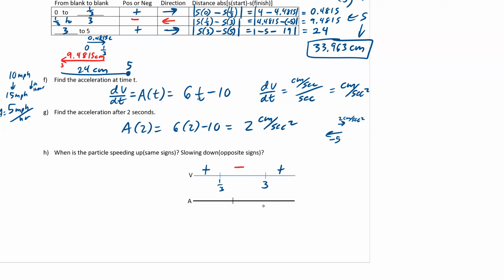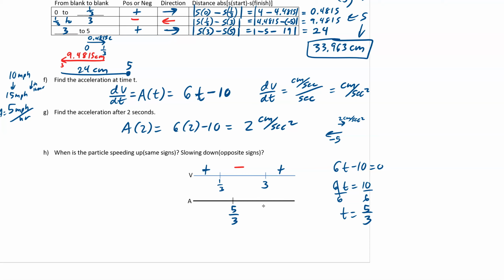And if we do another table next to this one, so when does the acceleration become 0? So when does it stop accelerating? When did it hit its final part? So we do the same thing. 6t minus 10 equals 0. 6t equals 10. Divide by 6. t equals 5 over 3. So at 5/3 seconds, our acceleration is 0.